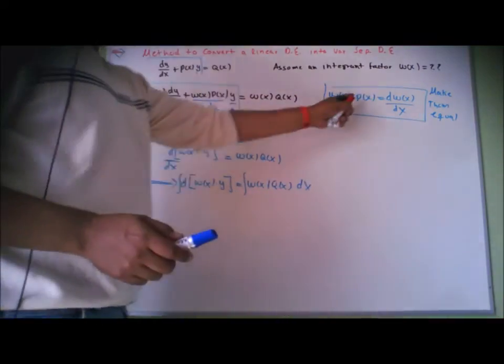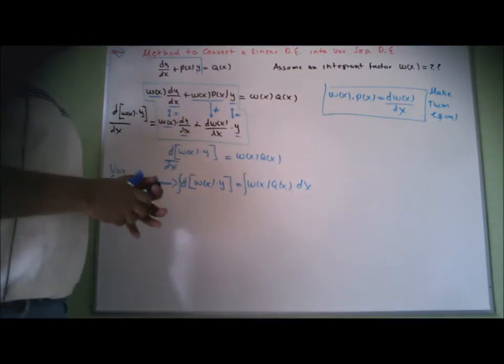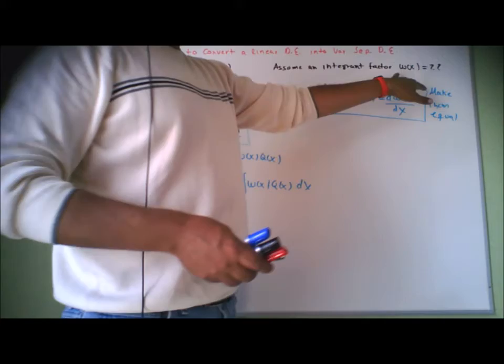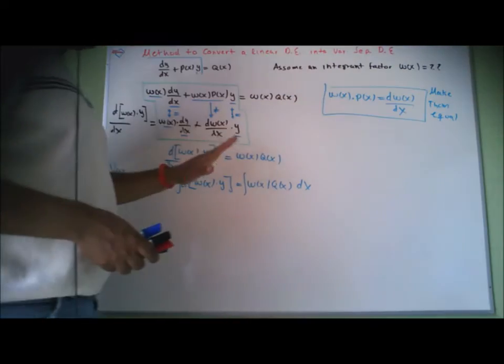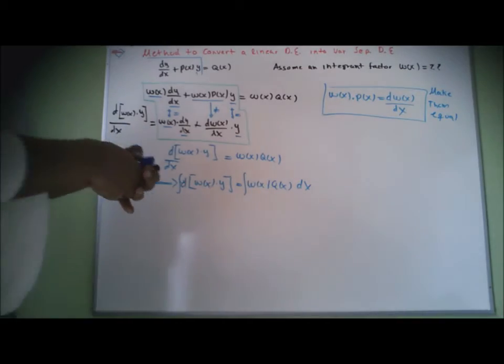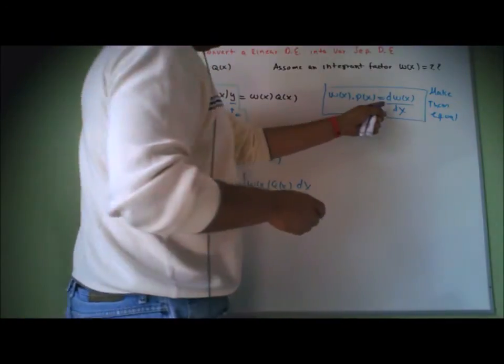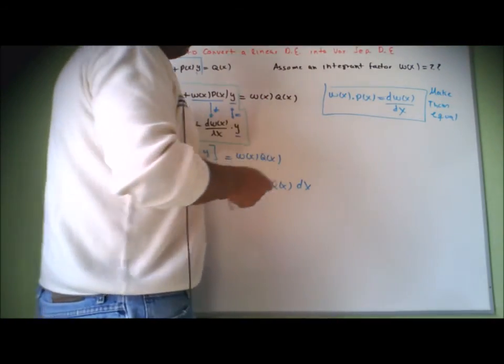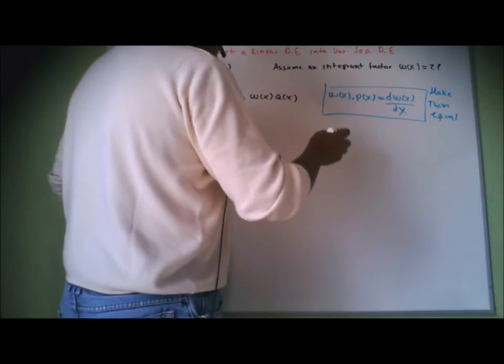Okay, so let's solve this one, because again, remember, we don't know what w of x is. The only thing that we know is that it is a function of x. Fortunately for us, this is a variable separable differential equation in this way.